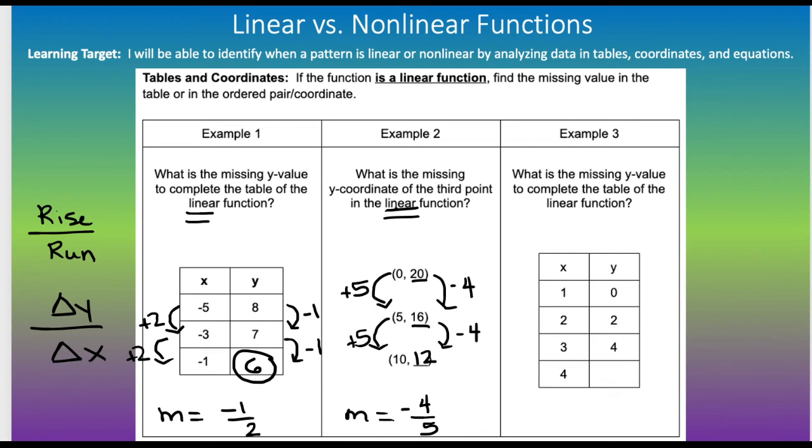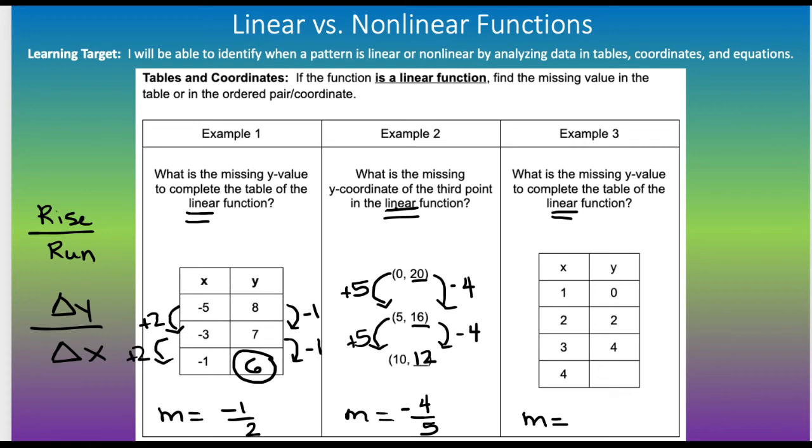Okay, last example. What is the missing y value to complete the table of the linear function? Again, we are told that it's linear, so that means the rate of change is constant, or the slope is going to be the same throughout the table. So let's figure out what is our slope.